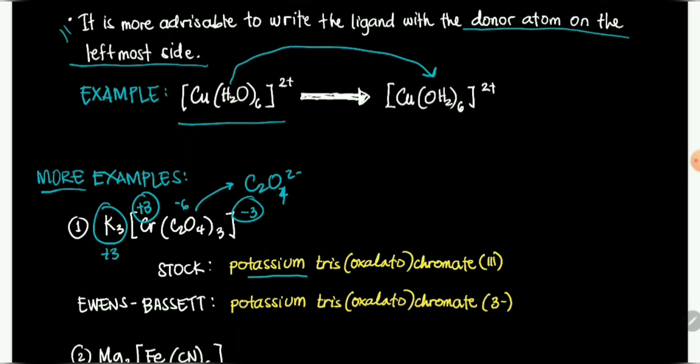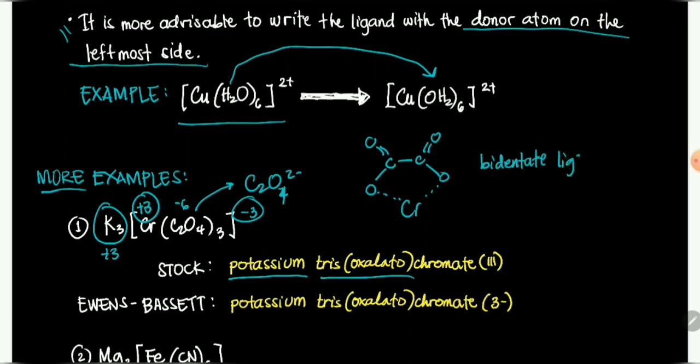Okay, so, the name is potassium trisoxalato. So, that's not trioxalato. Bakit? So, the oxalate, okay, so this is the structure of your oxalate. Nakakonect siya sa chromium through the 2 oxygen atoms. So, dalawang coordinate covalent bonds ang dinodonate niya. So, therefore, this is called a bidentate ligand. Okay? So, kung bidentate or tridentate or polydentate yung ligands mo, iba ang naming system natin sa kanila. Iba ang prefix na gagamitin natin.